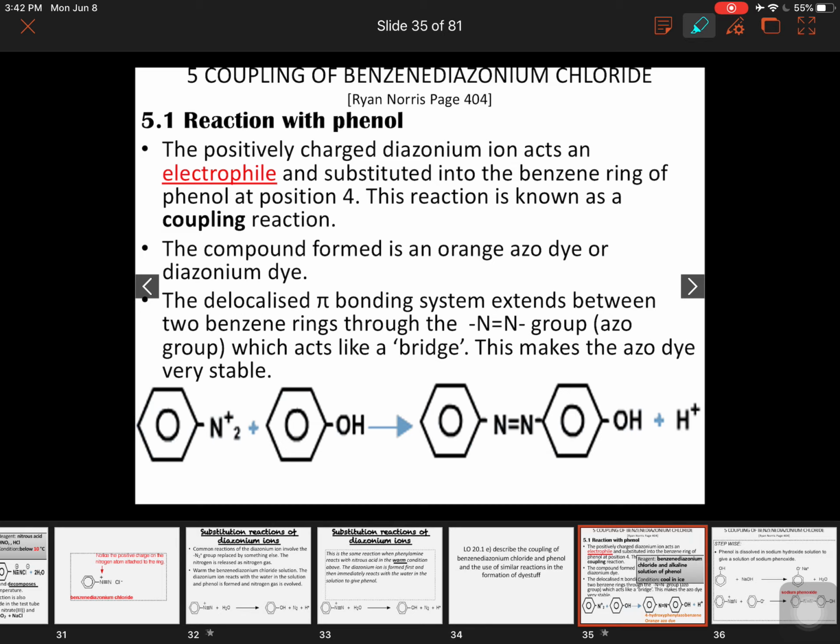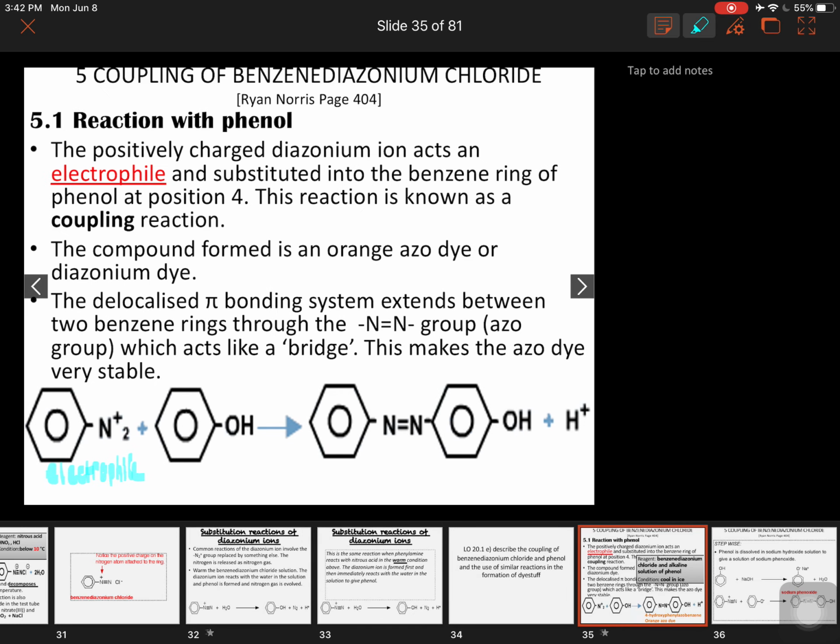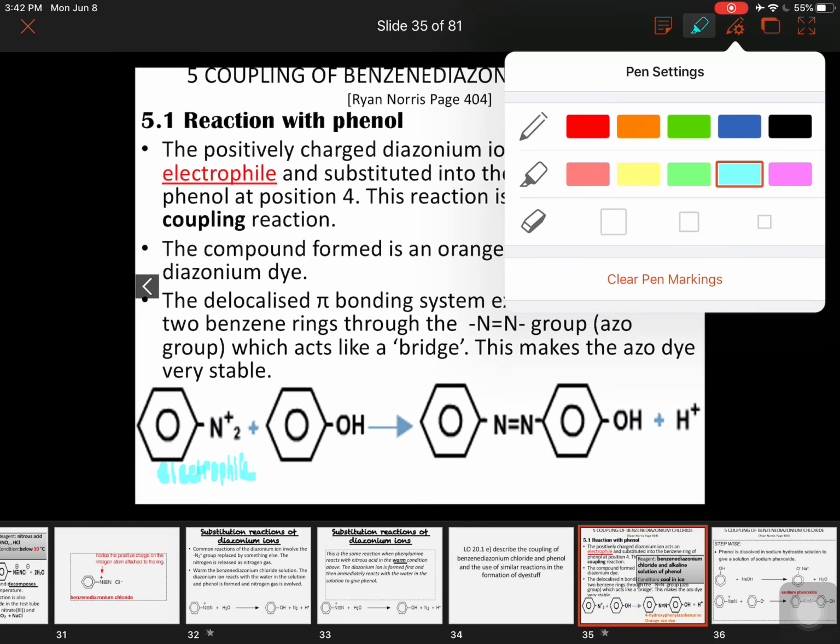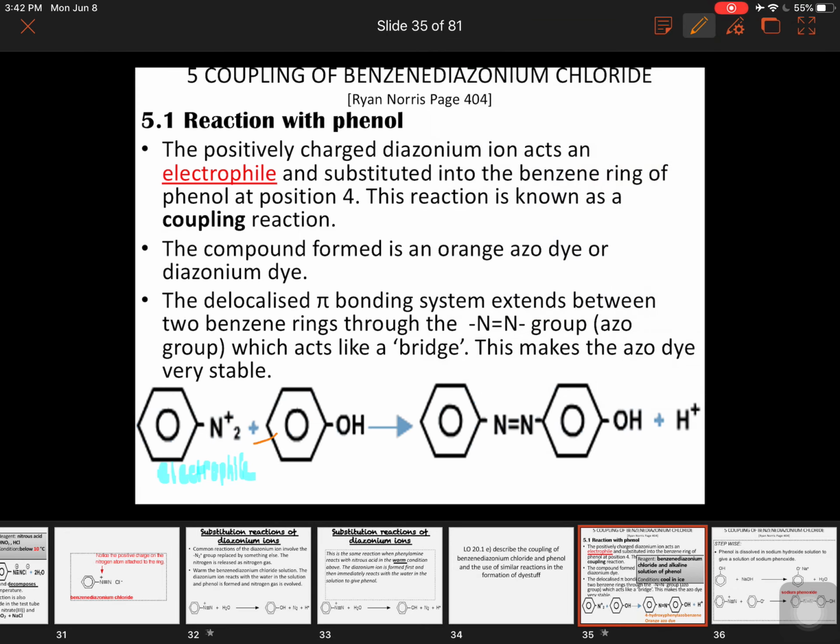Okay, so how does this coupling reaction happen? Now, one thing that you need to know is the benzene diazonium ion acts as an electrophile. And phenol, the benzene ring on phenol, is electron rich, therefore it attacks the electrophile. Phenol, as I said, activates positions 2, 4, and 6. Their first preference is the 4th position. Only when the 4th position is occupied, then we'll go to the 2nd or 6th position.